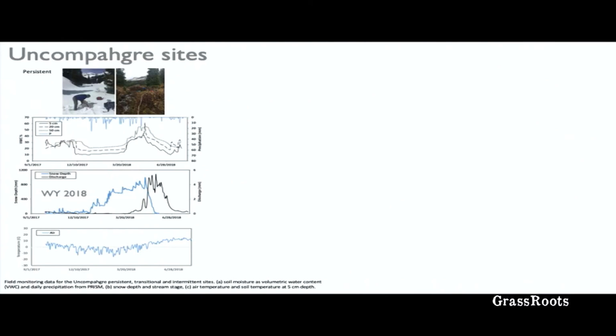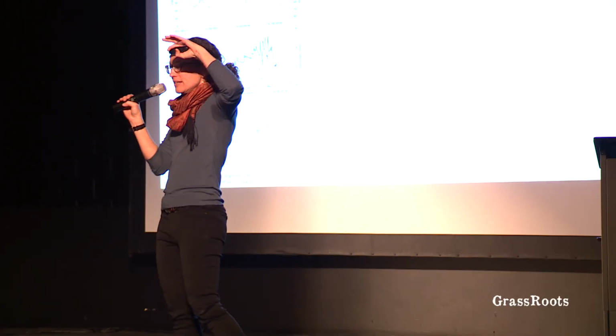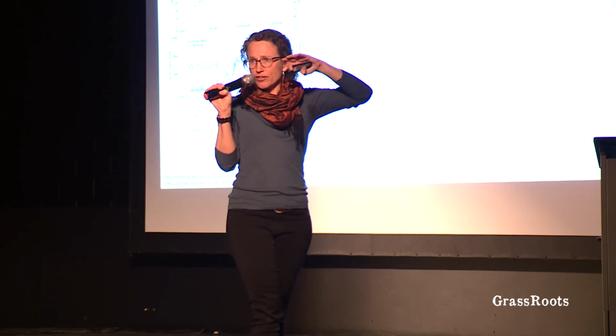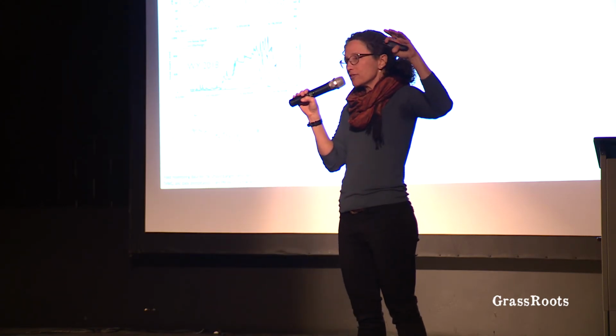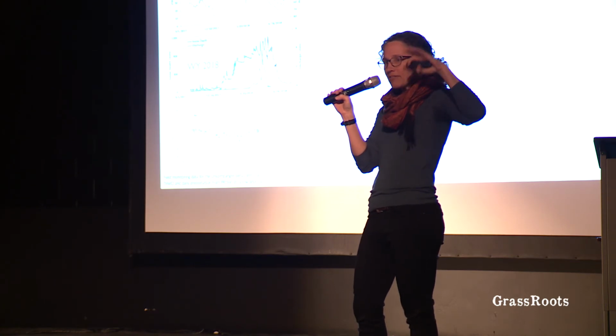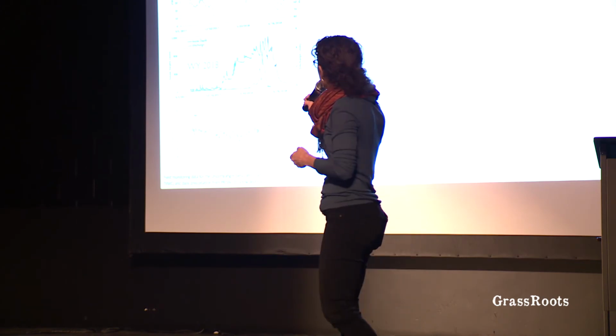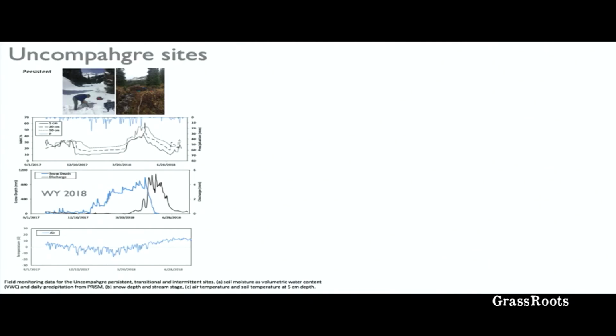So starting in the Uncompahgre, this is the top of Red Mountain Pass, Senator Beck Basin. It's a basin that's been monitored for several years now by the Center for Snow and Avalanche Studies in Silverton. So we're working with them. They've let us put a little bit of equipment in there, and then we're also using some of their data as well. We only have 1 year of data there so far.